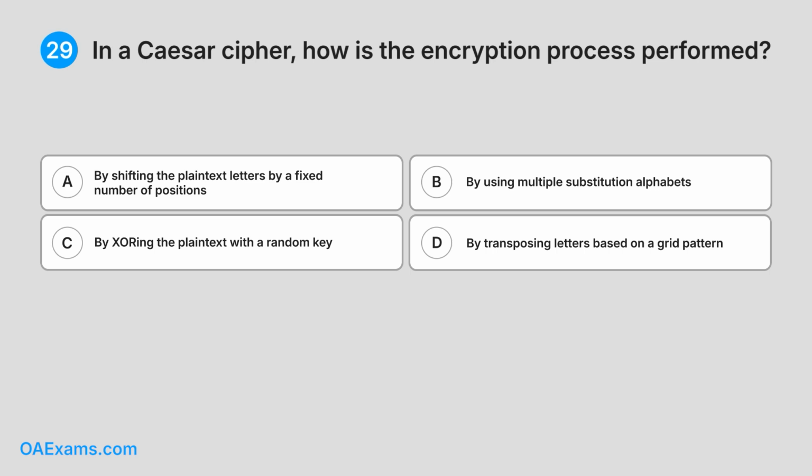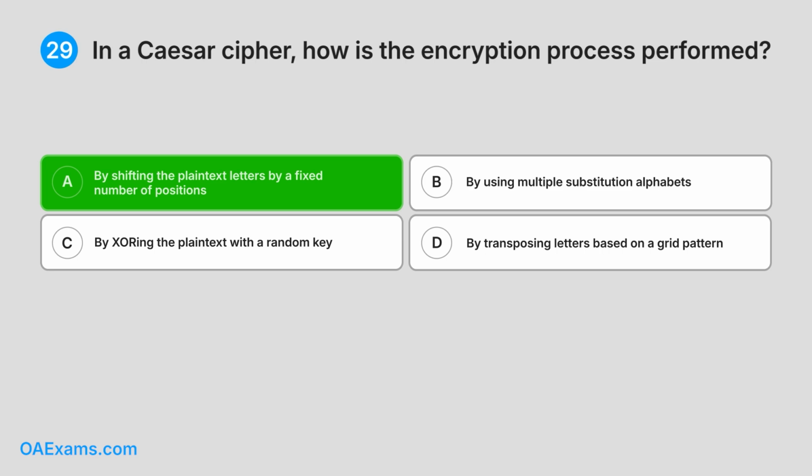A. By shifting the plaintext letters by a fixed number of positions. B. By using multiple substitution alphabets. C. By XORing the plaintext with a random key. D. By transposing letters based on a grid pattern. Do you know the answer? Correct answer: A. By shifting the plaintext letters by a fixed number of positions.